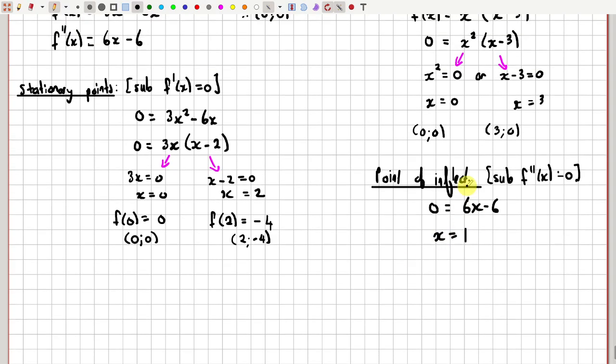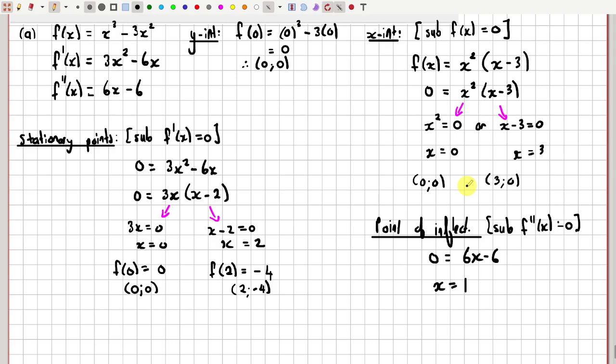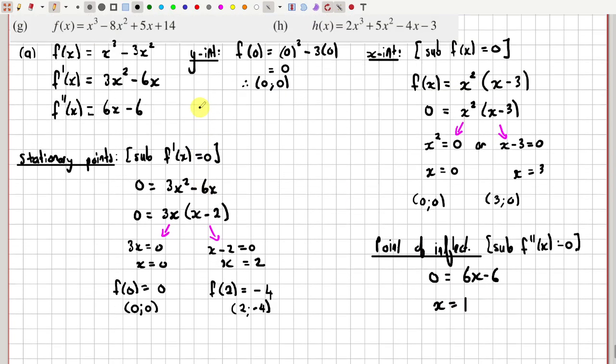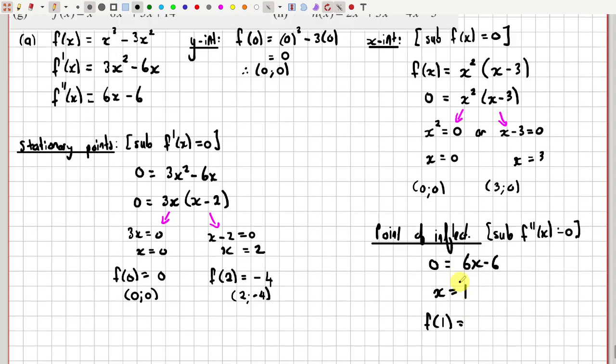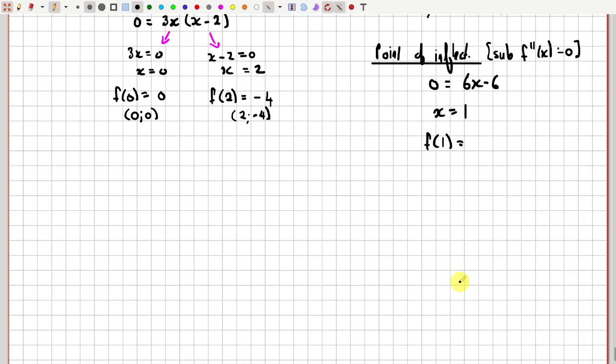Now again, you guys, we are drawing f. So we want to calculate x and y on the original function. You don't want to sub this back in here or back in here. It's not going to make any sense. So we sub this back into the original equation and we calculate that when x is equal to 1 on the function f, we get 1 minus 3 times 1, which will give us negative 2. So our point of inflection is 1 and negative 2.